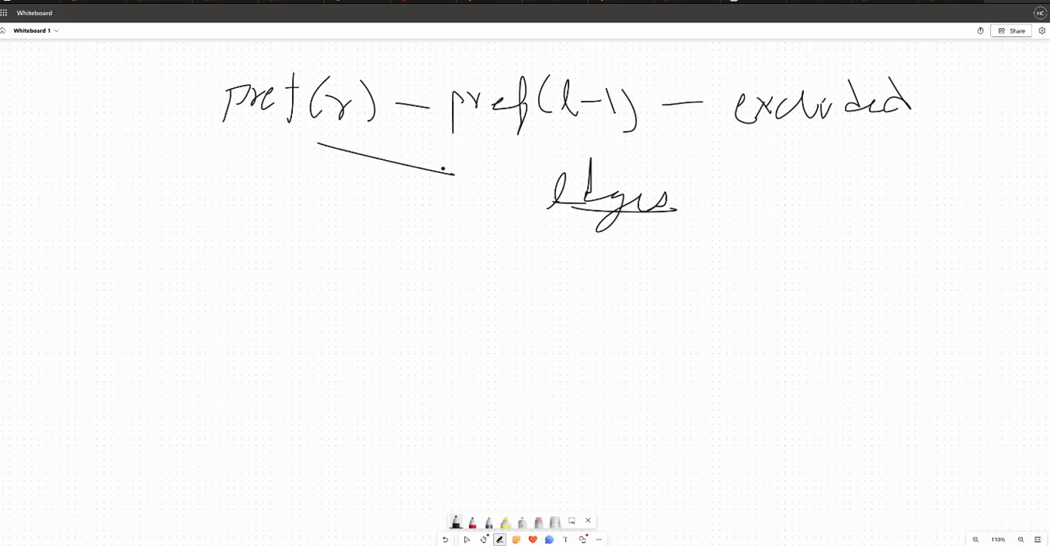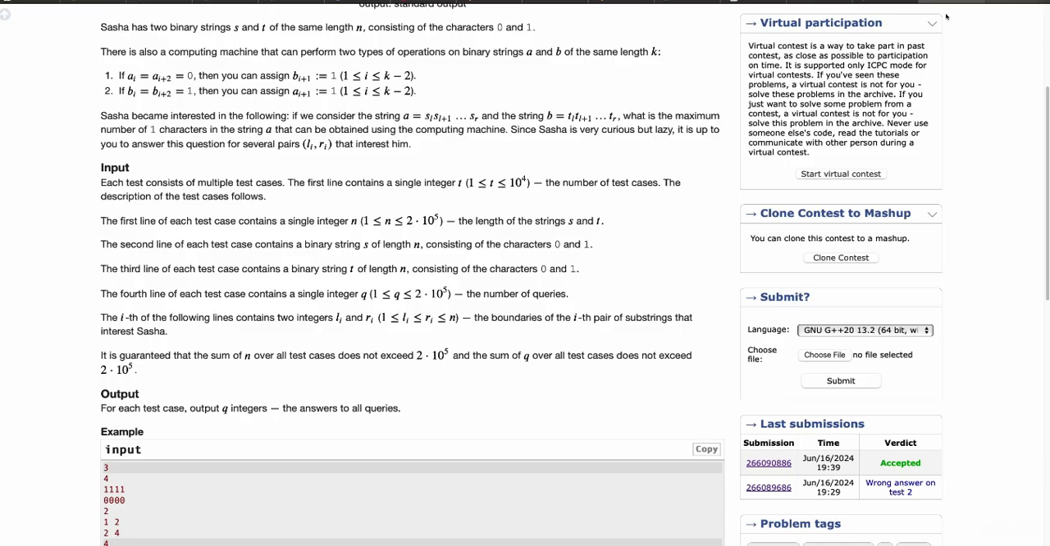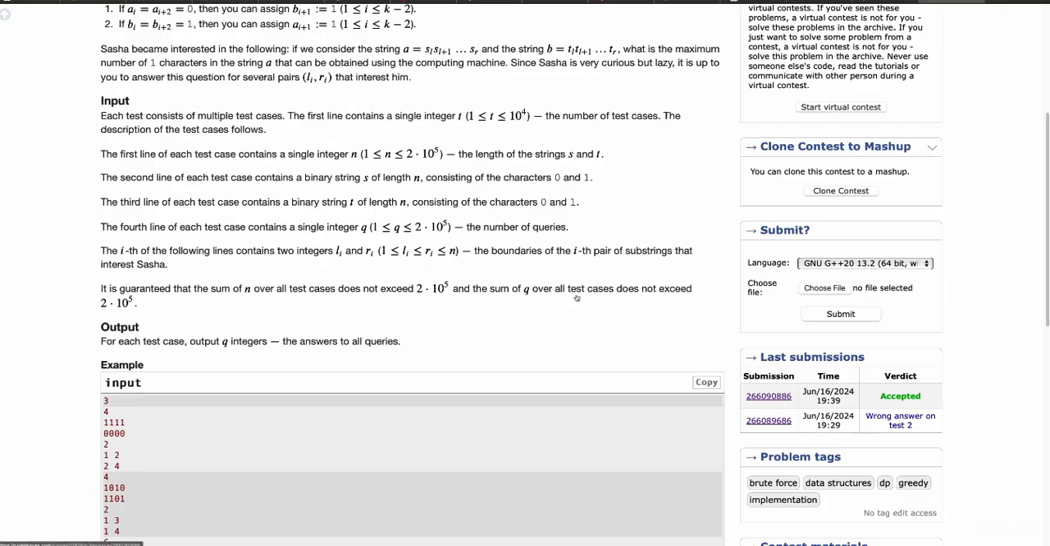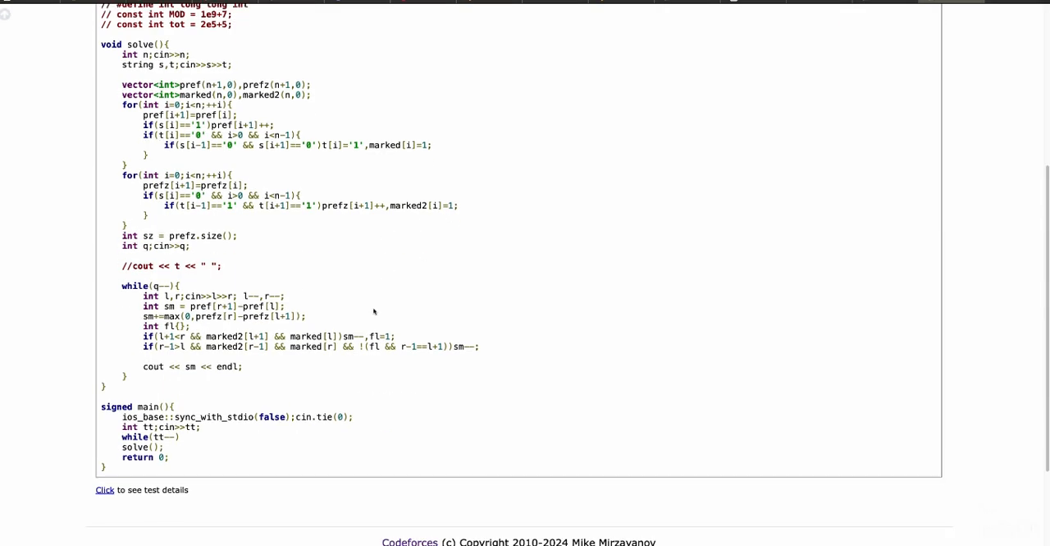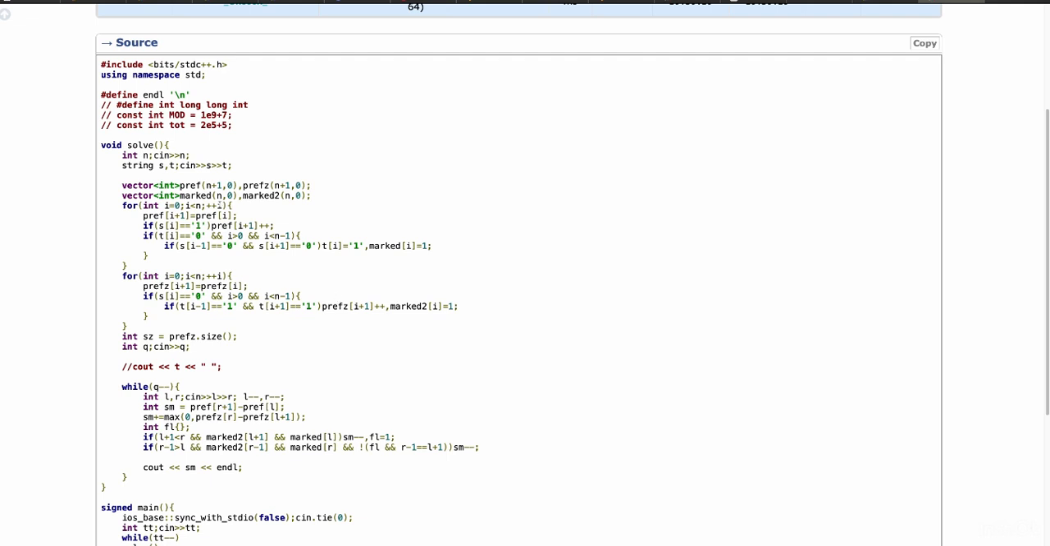Let's see how I implemented this. It will make things clearer. So here's my solution. Just open it up. Okay, here we have string S and T, we have taken the input, and there is a prefix and prefix Z. I will tell you what prefix Z is for the moment. And there are two vectors, marked and marked 2, right?